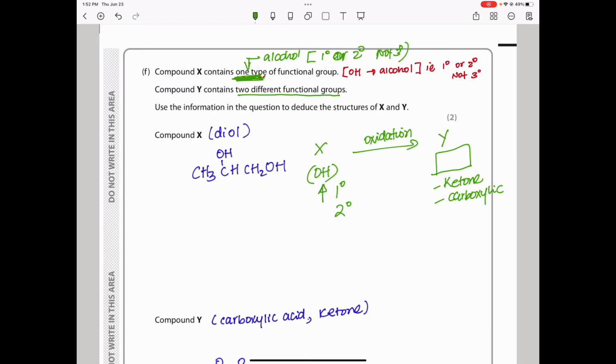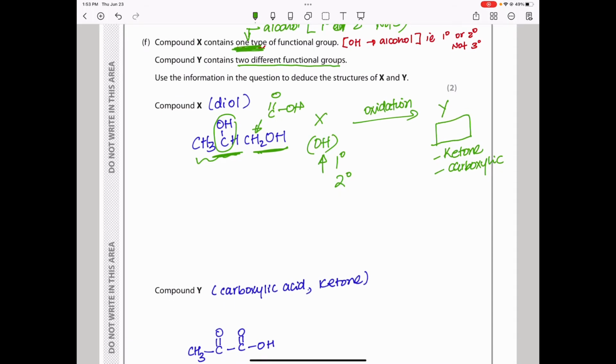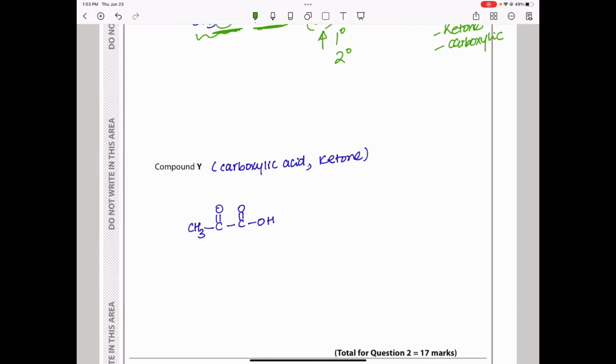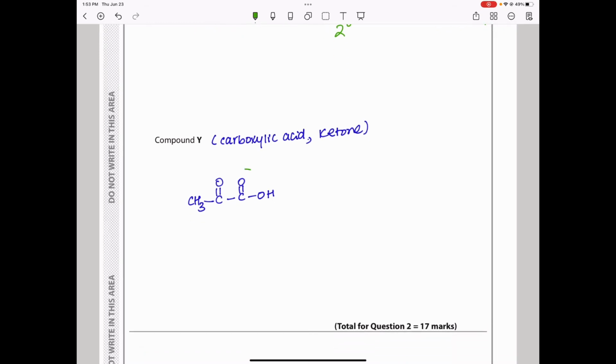So here they ask, use the information in the question to deduce your answer. So here we can see X must be a diol, meaning it has a primary and secondary. So this is primary and that is secondary, meaning the primary was converted to the carboxylic acid, and then this one here was converted to the ketone in the oxidation reaction. Here they ask you compound Y. Compound Y, of course, is going to be a carboxylic acid on this side, and then a ketone on this side, because this ketone must have come from the secondary, while that must have come from the primary when they were oxidized. This brings us to the end of question 2.